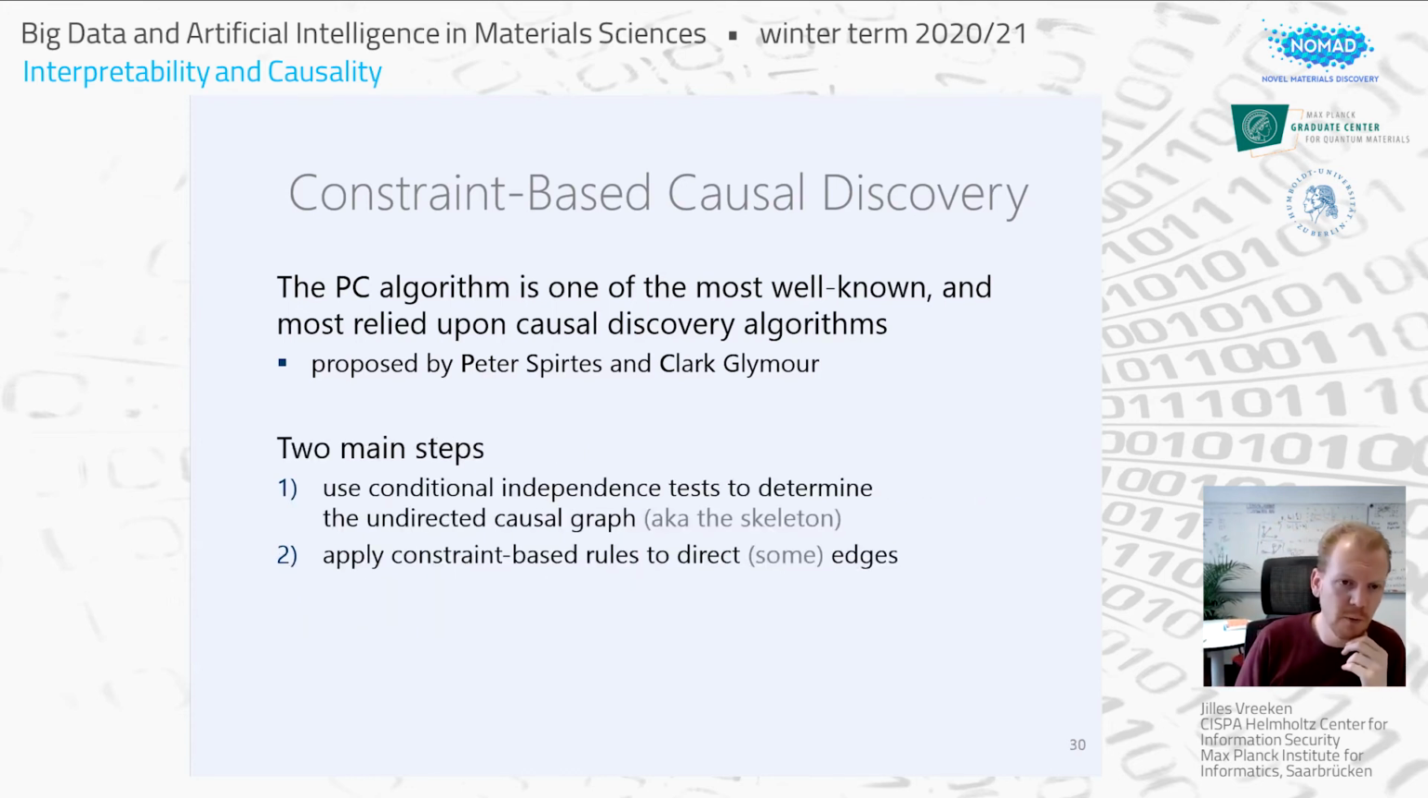Good. The algorithm, or how we use it in practice, has 2 steps. First, we're going to use conditional independence tests, Reichenbach, and the stuff that we saw, to determine the undirected graph, the skeleton. And then we're going to orient it. We're going to try to orient as many of the edges as we can. These 2 steps are common to almost all, and I say almost because we just proposed an algorithm that does it completely differently.